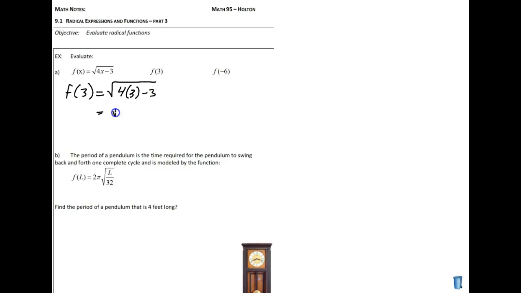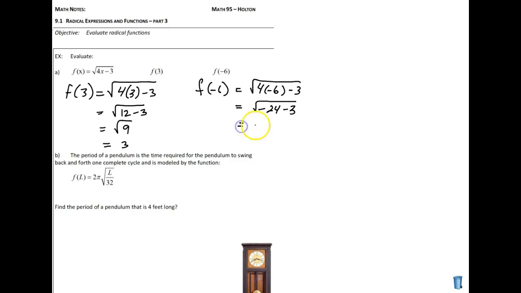So this becomes the square root of 12 minus 3, which is the square root of 9, which is just 3. Remember, we're looking at the principal square root here. Similarly, if we're going to do f of negative 6, I'm going to plug in negative 6 wherever I see an x. So this gives me the square root of negative 24 minus 3, which gives me the square root of negative 27, which is a problem because this is not a real number. Again, we will learn how to deal with square roots of negative numbers, just not yet.